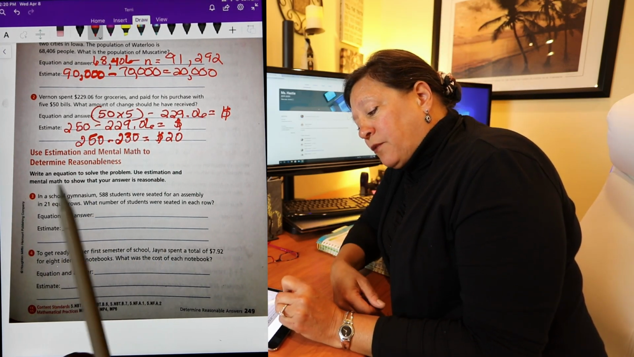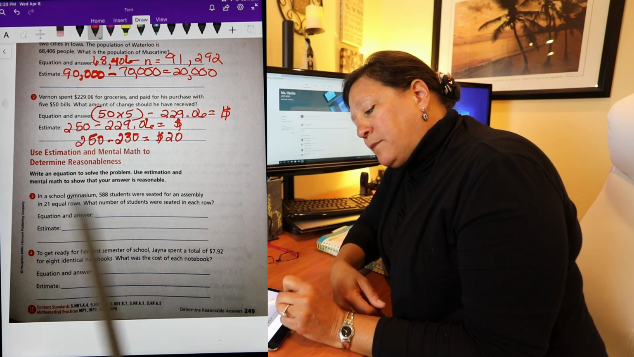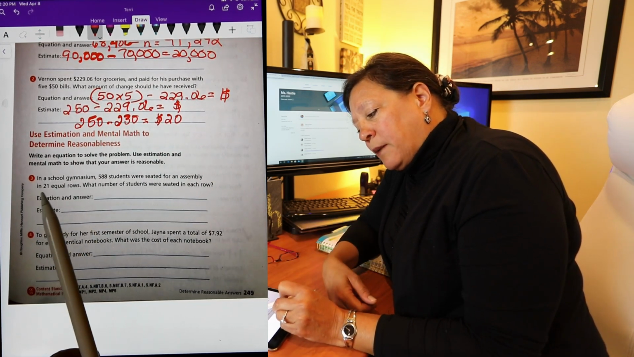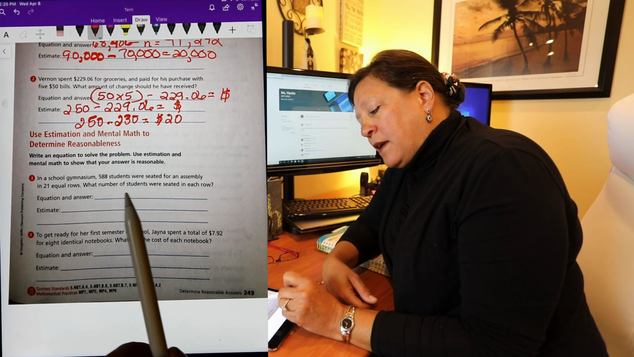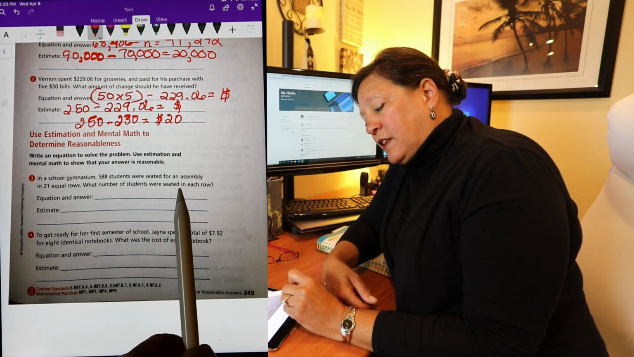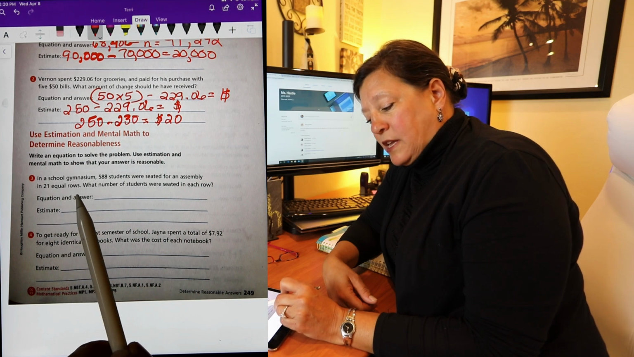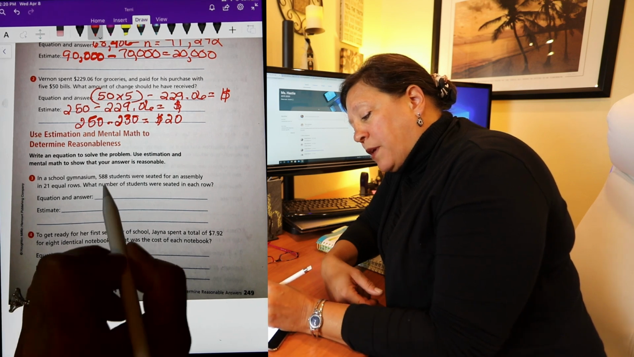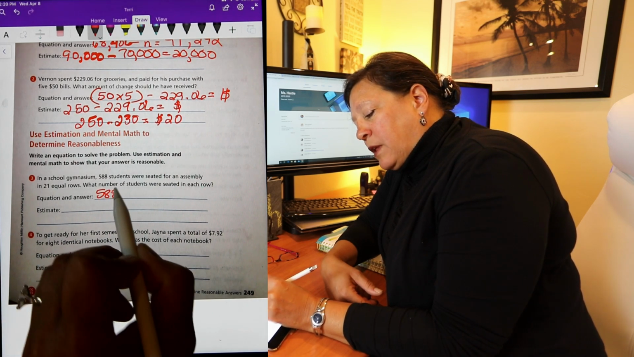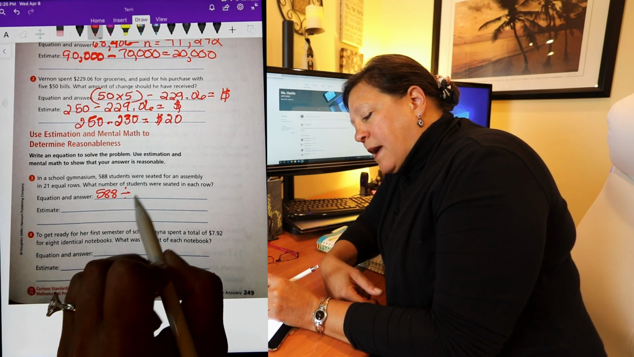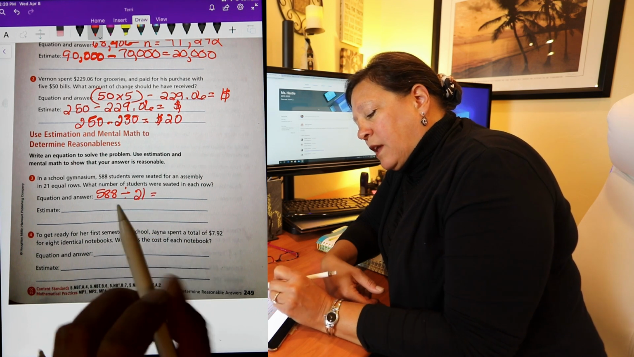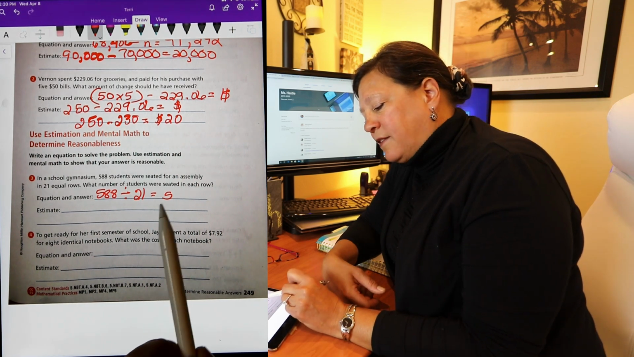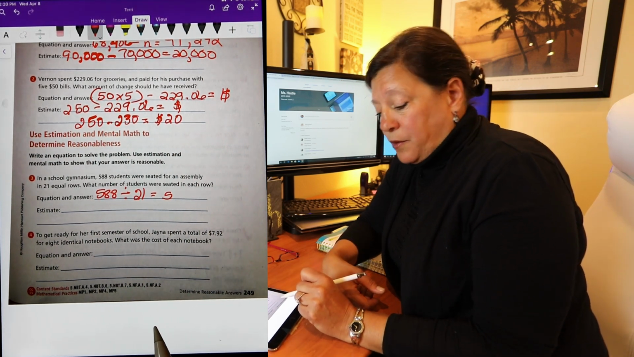New directions. Write an equation, solve the problem. Use estimation and mental math to show your answer is reasonable. Number 3: in a school gymnasium, 588 students were seated for an assembly in 21 equal rows. What number of students were seated in each row? So we know the total amount. We're going to divide that by how many rows, and that's going to get how many students, we'll label that S, were seated in each row.